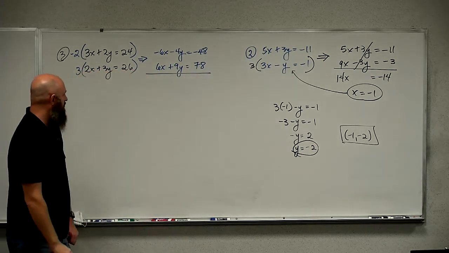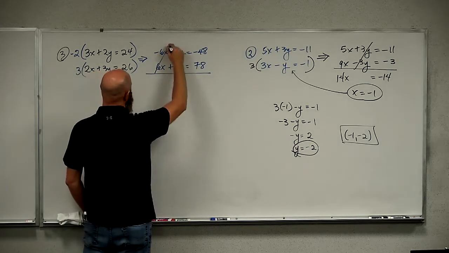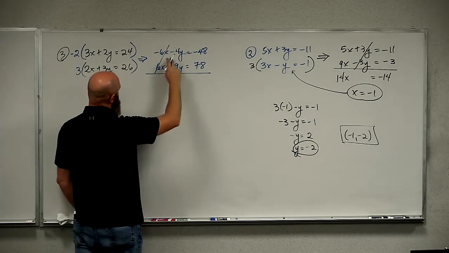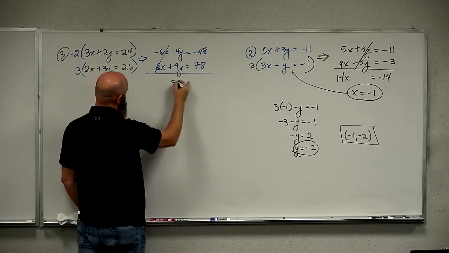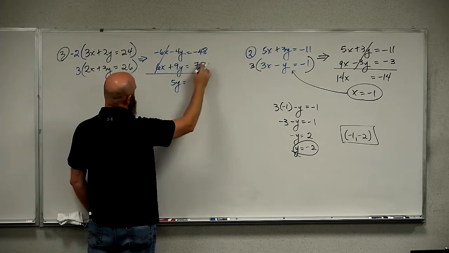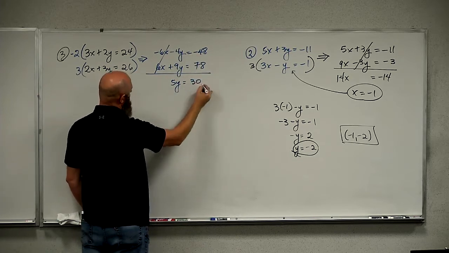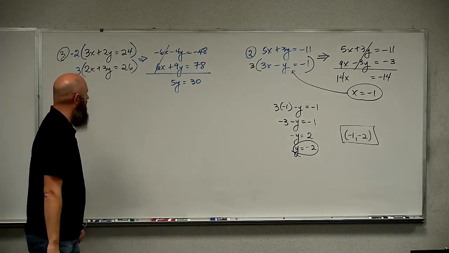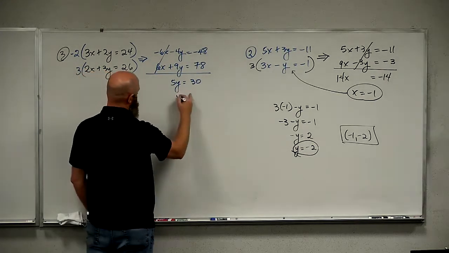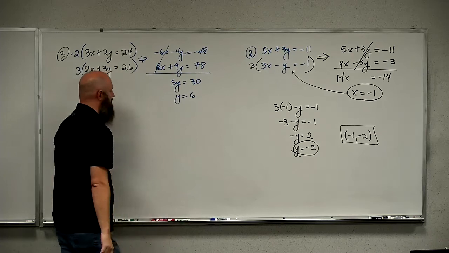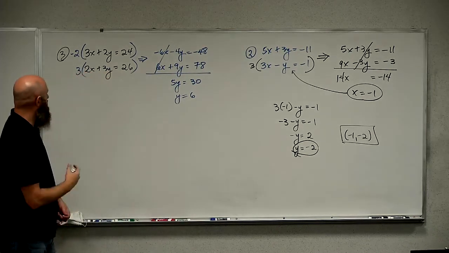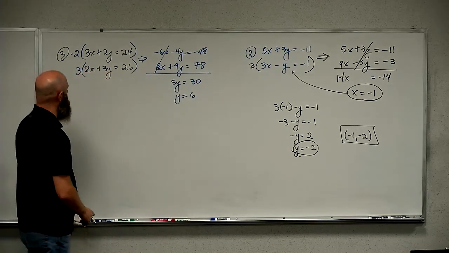Now we can put those together. So those go together, cancel out. Negative 4 plus 9 is 5y. Negative 48 and 78 give me 30. So now we can divide. So y equals 6.